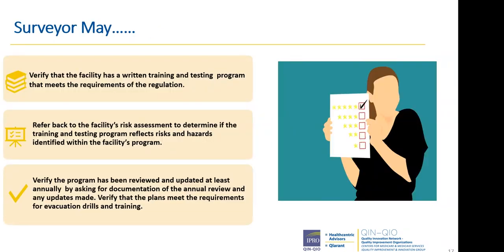Surveyors may verify that the facility has a written training and testing program that meets the requirements of regulation. They can refer back to the facility's risk assessment to determine if the training and testing program is reflecting risks and hazards identified within the facility's program. Make sure you cross-reference your hazards when doing your training. Do you have procedures for each of the hazards that you identified? Verify the program has been reviewed and updated at least annually by asking for documentation of annual review as well as any updates made. Verify the plans meet the requirements for evacuation drills and training. Next slide.